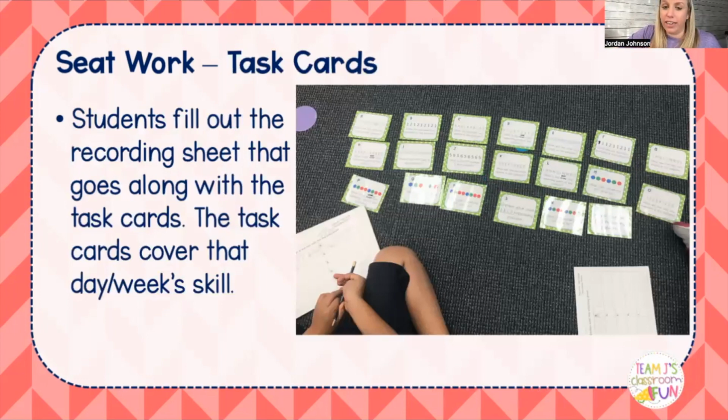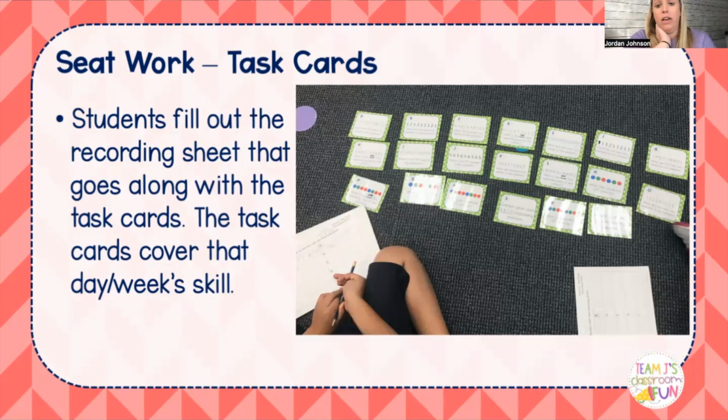You can make your own task cards. You can also look in my TPT store. I have tons of task cards that I've created for math, Team J's Classroom Fun. So if you need some, there's some there. You can also create your own, and there's many more out there as well. For task cards, students are filling out the recording sheet that goes along with it, and it covers that day or week skill.